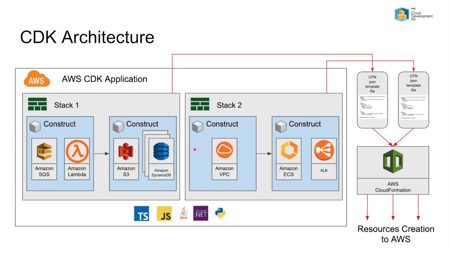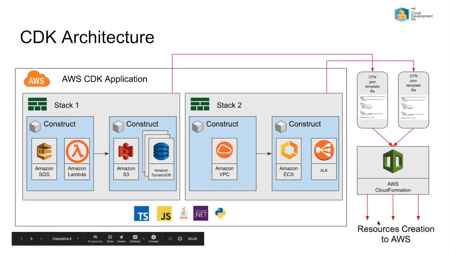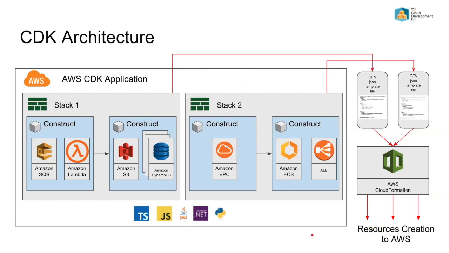When we are ready, when we are happy with our code, we submit the code to CloudFormation, so it will generate for every stack a CloudFormation template file, and then CloudFormation will give you the change set to see the changes that CloudFormation wants to apply to AWS, and then apply these changes to your AWS account for you.